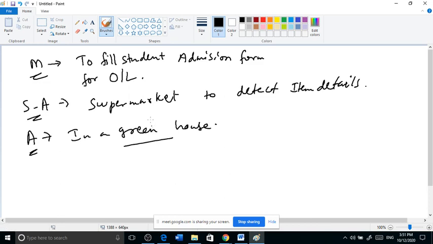So they are asking for the application areas, so you can write these things. Okay, copy that down. Manual method: to fill student admission forms for O levels. Then semi-automated: in a supermarket to detect item details. Then automated: in a greenhouse to control the greenhouse area.